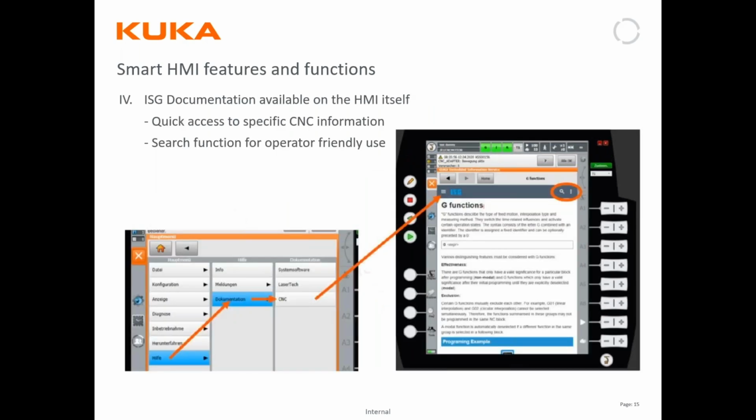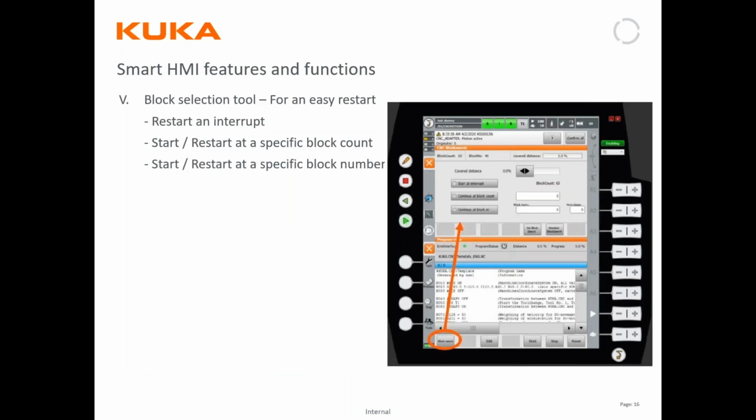There is certain ISG documentation available on the HMI itself. Quick access to specific CNC information. You have the search function for operator-friendly use. One can directly access these documents on the Smartpad. There is a block selection tool available for easy restart at an interrupt, or start or restart at a specific block point, or start and restart at a specific block count.